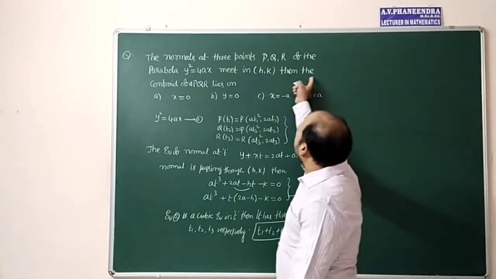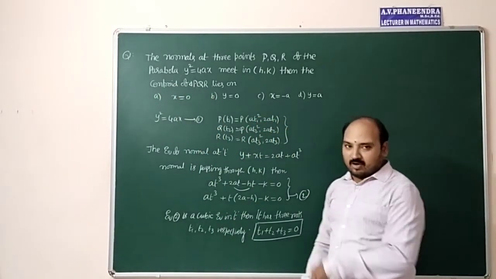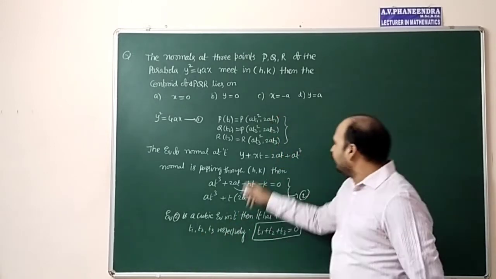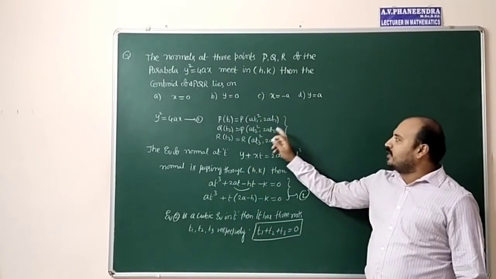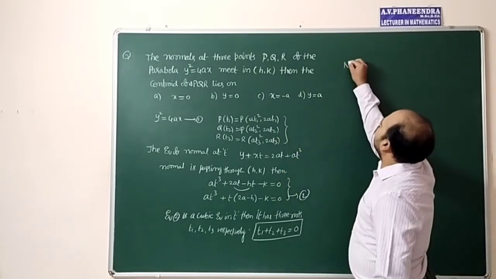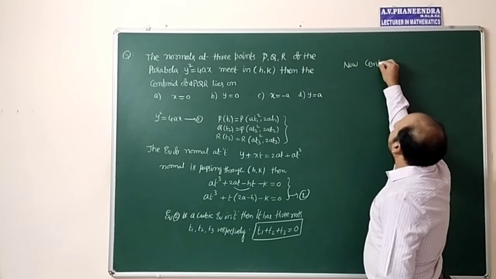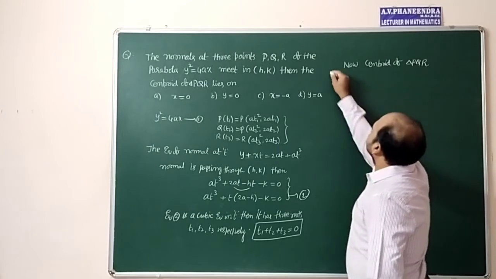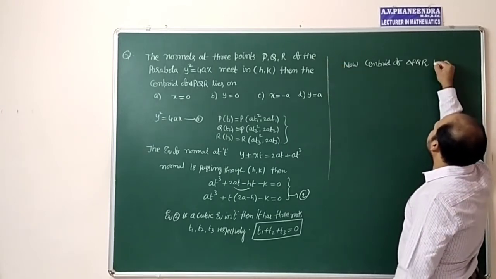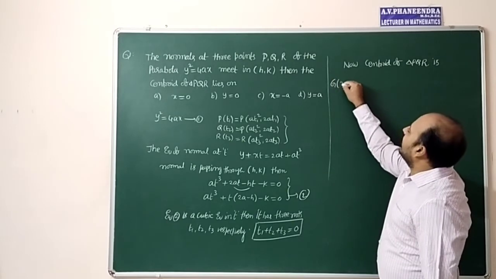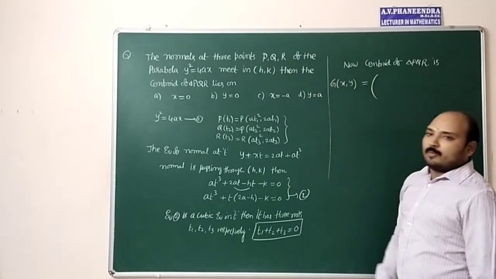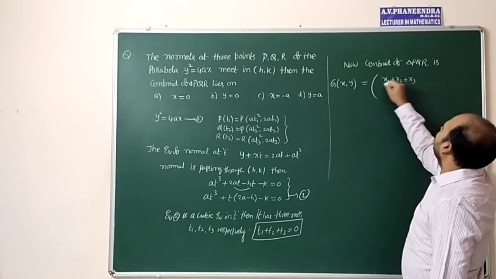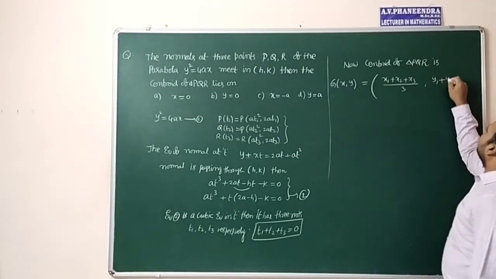They are asking to calculate where the centroid of triangle PQR lies. What is the formula for centroid? Sum of the x coordinates divided by 3, sum of the y coordinates divided by 3: x1 plus x2 plus x3 by 3, y1 plus y2 plus y3 by 3. Now, the centroid of triangle PQR is G of x comma y, equal to the sum of x coordinates by 3, first writing the formula.